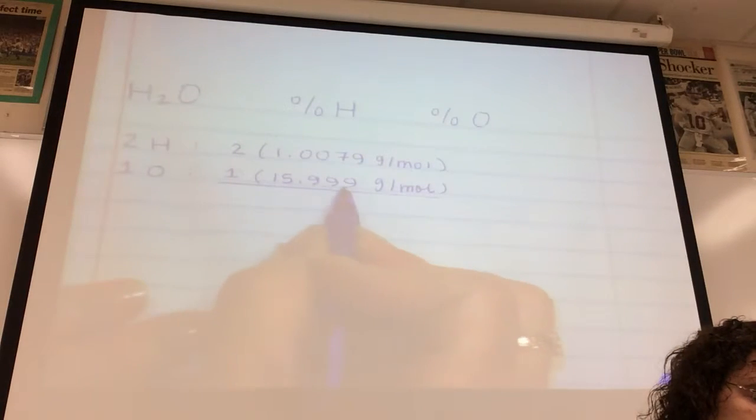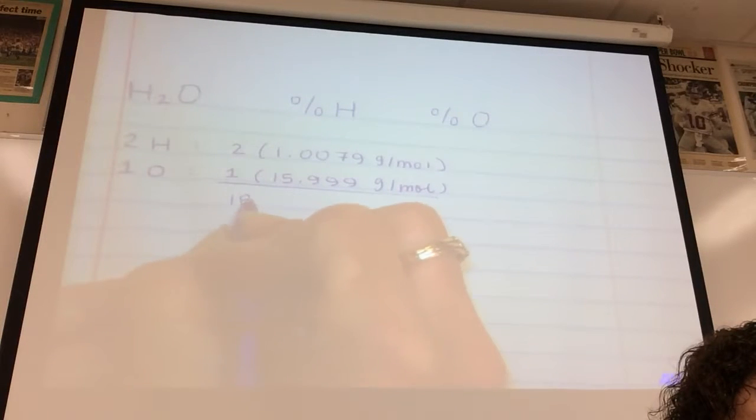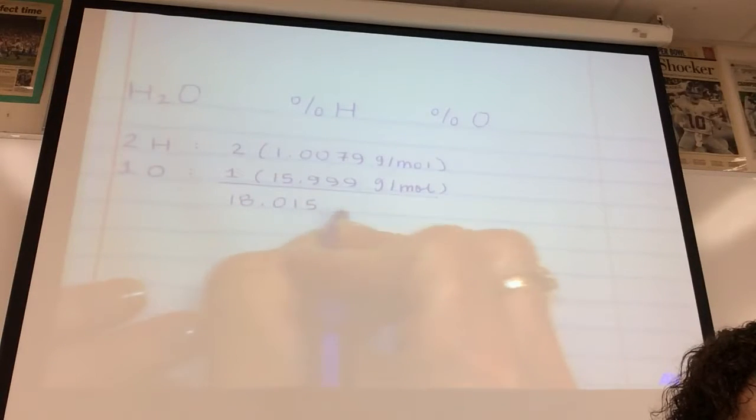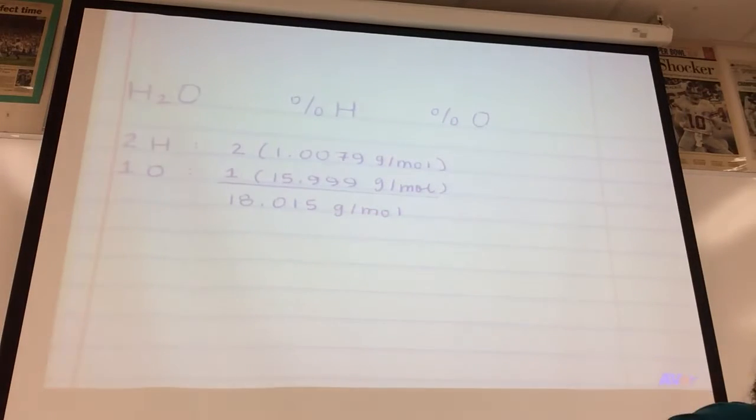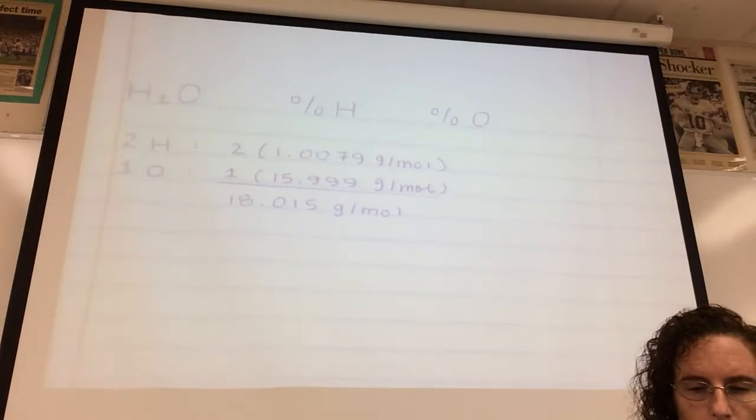And here we want to get to 3 decimal places. We get 18.015 grams per mole. The molecular mass of water is going to come back again and again. It's a good one to just know and not deal with, but you can always derive it.